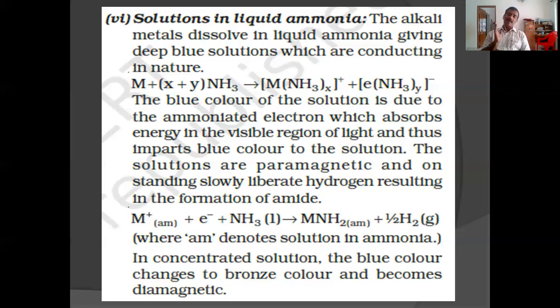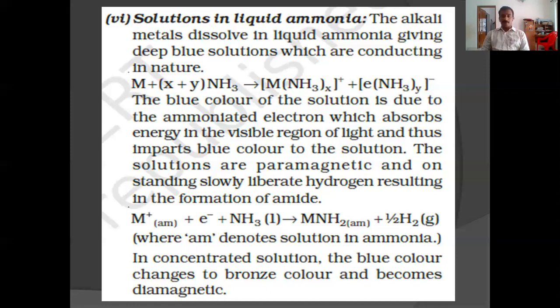So here, why is there blue color for this solution? Because of the solvated electrons, that means ammoniated electrons. Why is it conducting electricity? Because of the ammoniated electrons. As it stands, slowly hydrogen liberates and forms amides. Here in bracket, am is given. Am means solution in ammonia. If it is an aqueous solution, a solution in water, we write aq in bracket. Here, to represent a solution in ammonia, we write am in bracket.